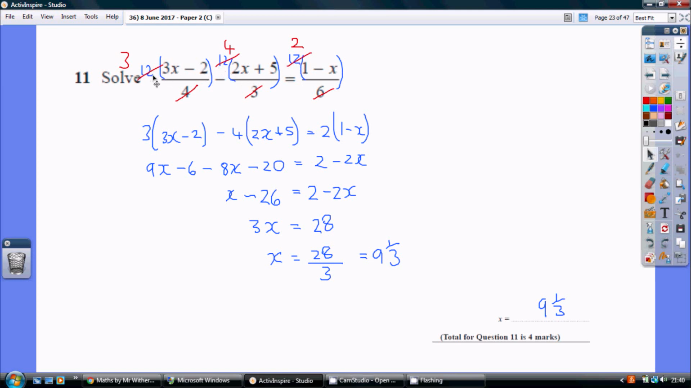Now once you pop that in, well, 12 divided by 4 is 3, 12 divided by 3 is 4, and 12 divided by 6 is 2. So I'm left with this revised problem here where the whole equation is just on one single line. And it's then just a question of number crunching. So multiply out the brackets, so we get 9x minus 6 minus 8x minus 20 equals 2 minus 2x. Gathering up the left hand side, that gives us x minus 26. Then adding 2x and adding 26 to both sides, we get 3x equaling 28. Divide through by 3, we get 9 1/3.